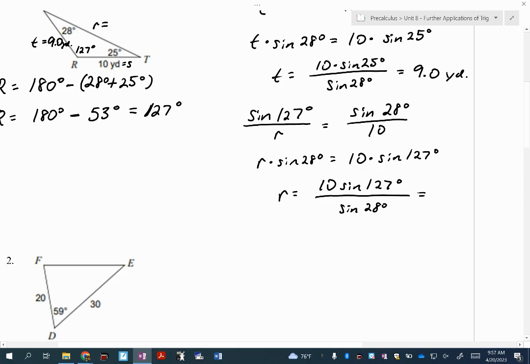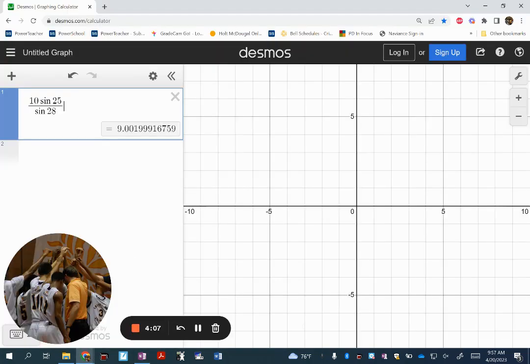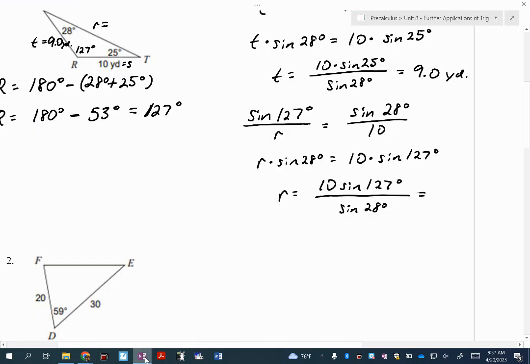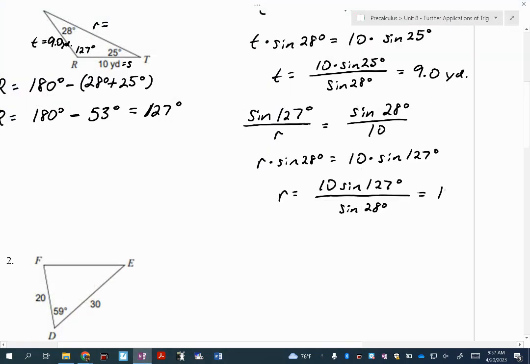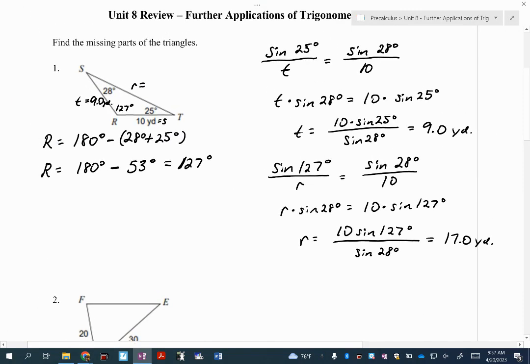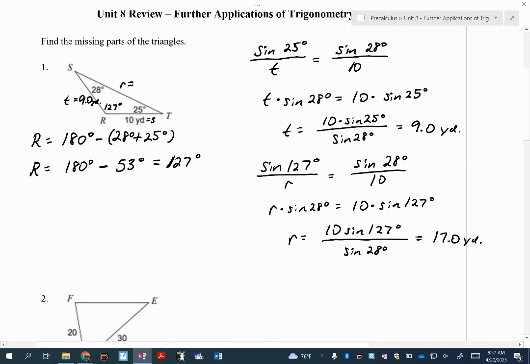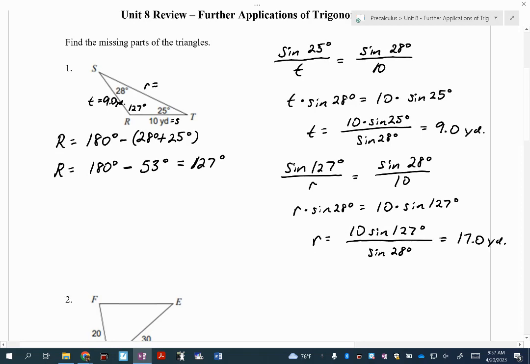Go back to Desmos to type this in. So I'll get 10 times the sine of 127. Let me just confirm. Okay, that looks good. Rounded to the nearest tenth is 17.0 yards. All right, so there are all three of my things. I've got angle R is 127 degrees, side length T is 9 yards, and side length R is 17 yards.